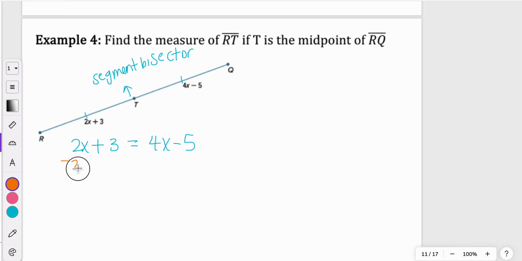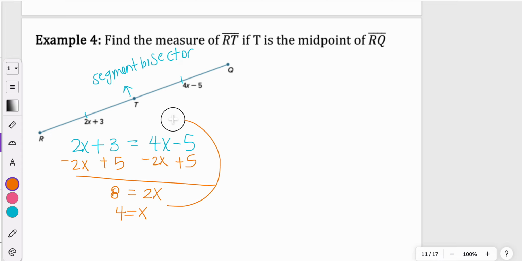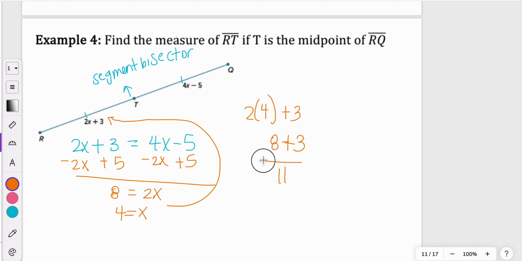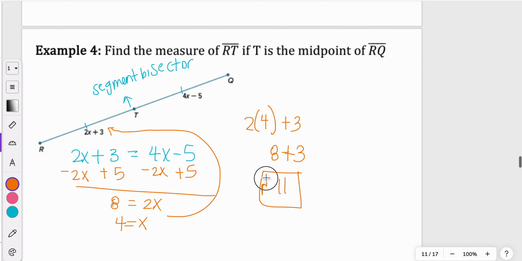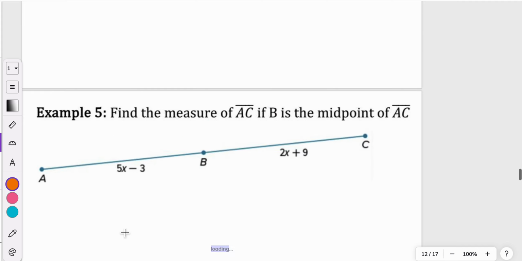I'm going to subtract my lowest coefficient from both sides, hopefully to not have to deal with negatives. So I'm going to get 8 is equal to 2x, so x is equal to 4. And then I'm going to plug that back in to RT, because I want to know the measurement of RT. So 2 parentheses 4, and then add 3, or 8 plus 3 gives me 11. Okay? So I'd write RT equals 11.